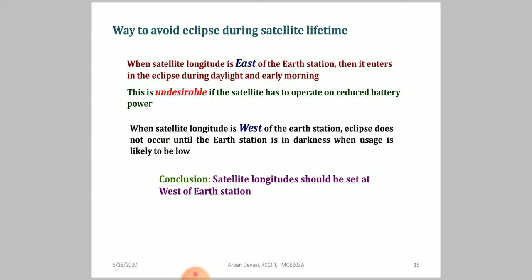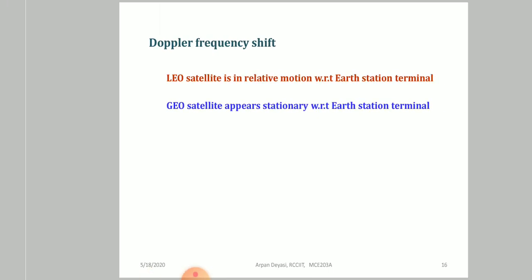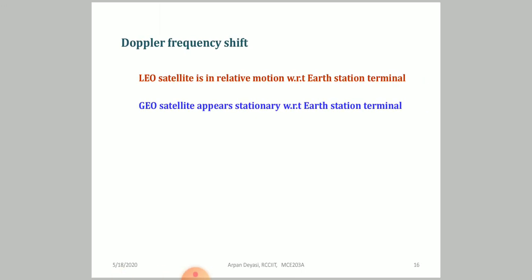Now that's the mathematical formula. You have to set the satellite and corresponding antenna beam, with longitude set at west. And that's one of the key factors when you want to avoid the eclipses. And now I'm coming to the Doppler frequency shift.